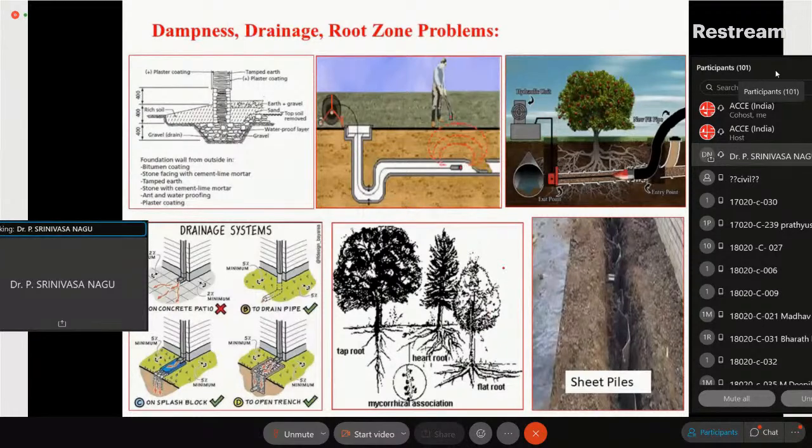And the preventive measure is, you can see the sheet piles all around your compound wall. Try to drive some sheet piles which will avoid the spread of roots towards our compound wall. Like that, there are several methodologies.